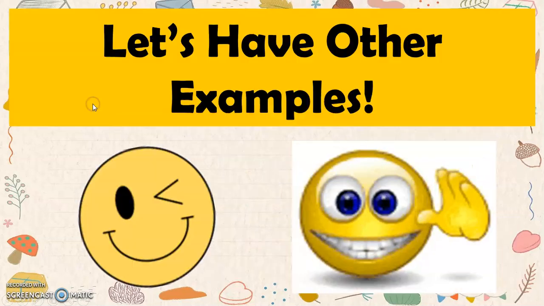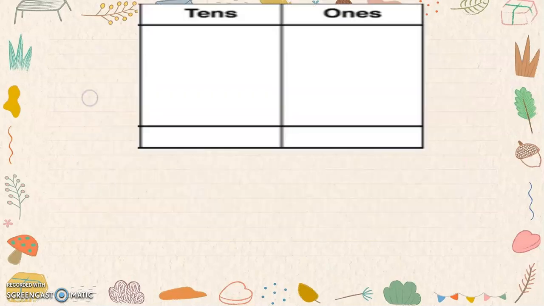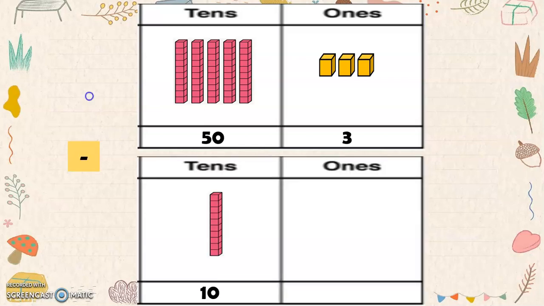Let's have another example. So, we have here step 1. Since 6 is bigger than 3, we cannot subtract them. So, we need to regroup 1 ten into 10 ones. Now, we have 13 ones. So, we have here 50 and then 3. So, we have here 53 minus 1 ten or 10 and then of course the 6 ones. So, we have here 16.